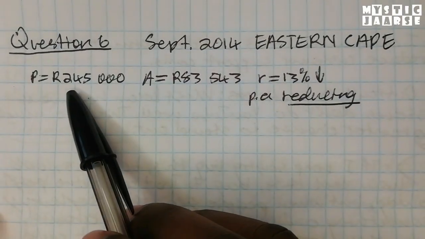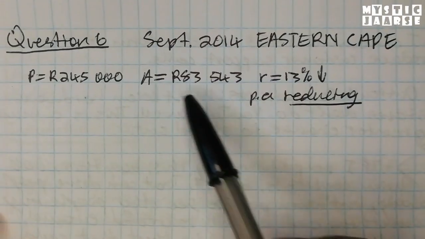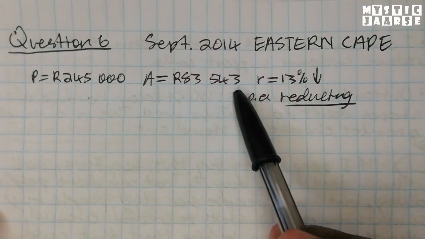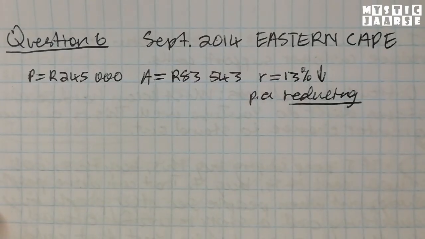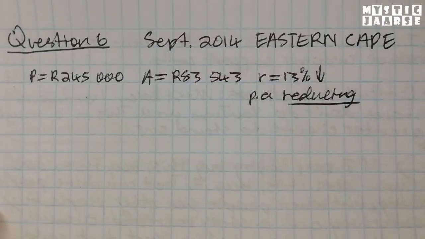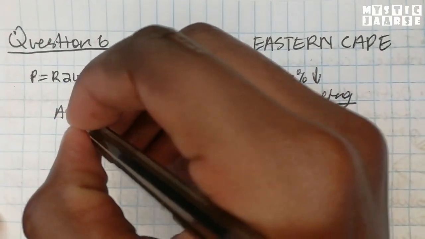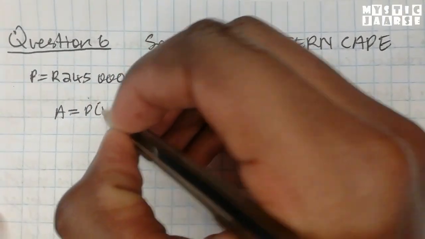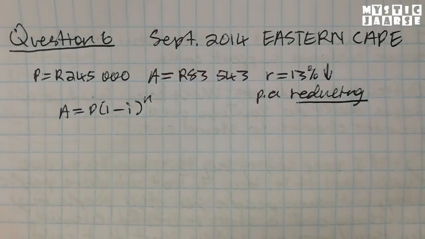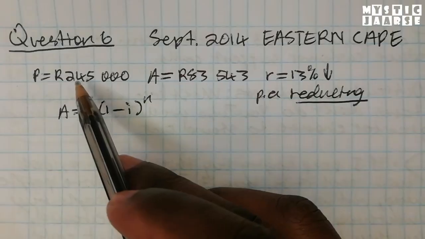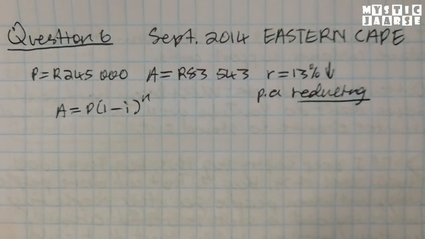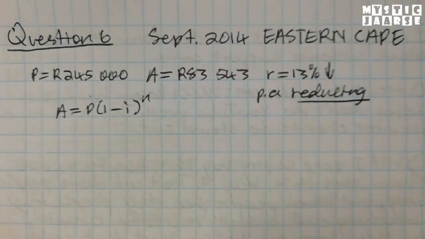Tembi's principal amount is 245,000 rand. The accumulated depreciation amount is 83,543 rand. The depreciation rate is 13% per annum, reducing balance. So we use this formula. Accumulated amount is equal to principal amount times (1 minus i) to the power of n, and we are solving for n. The number of years that the value of the car would take to drop from 245,000 rand to 83,543 rand. That's what we are looking for.